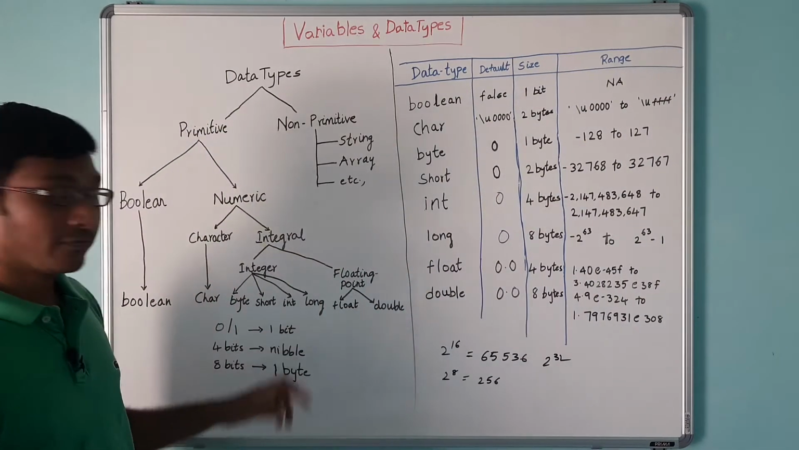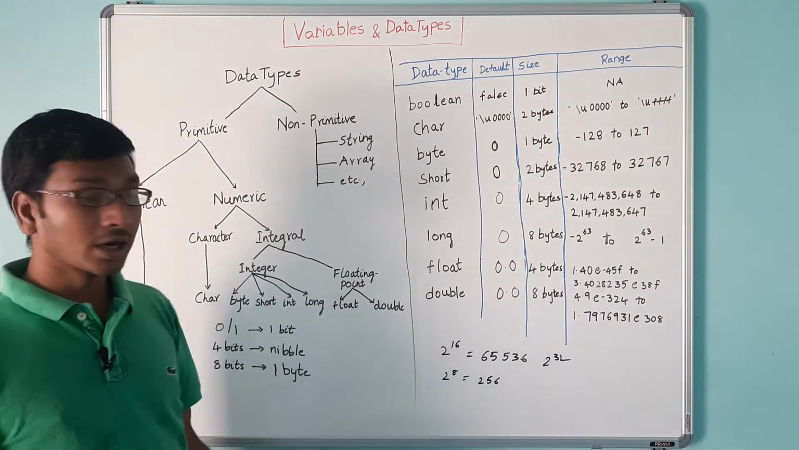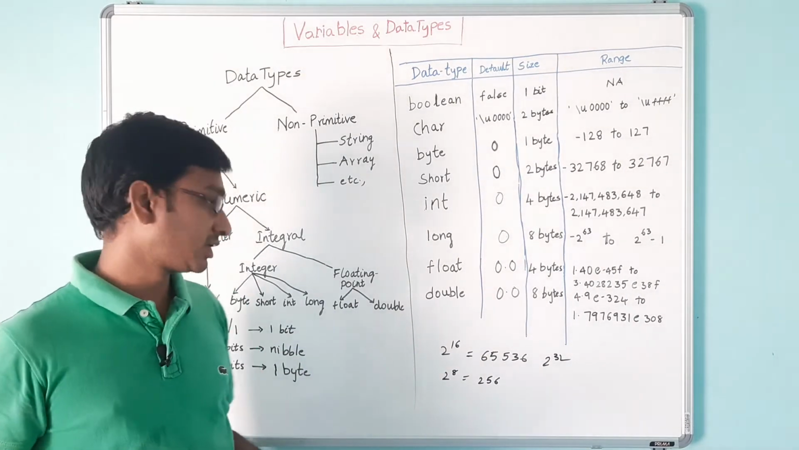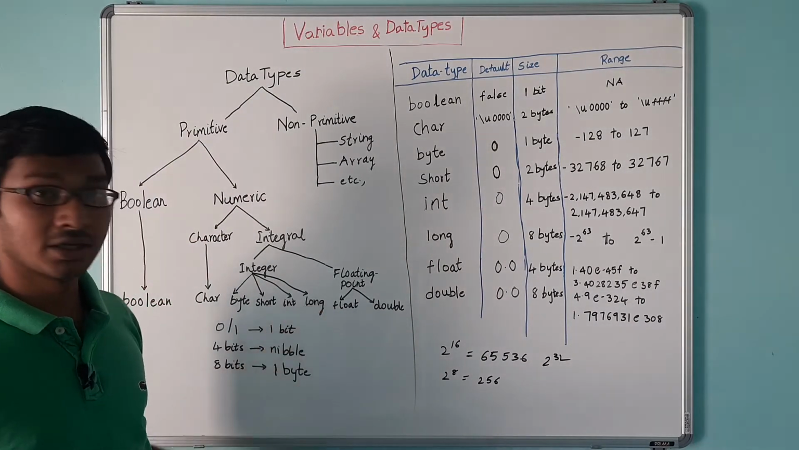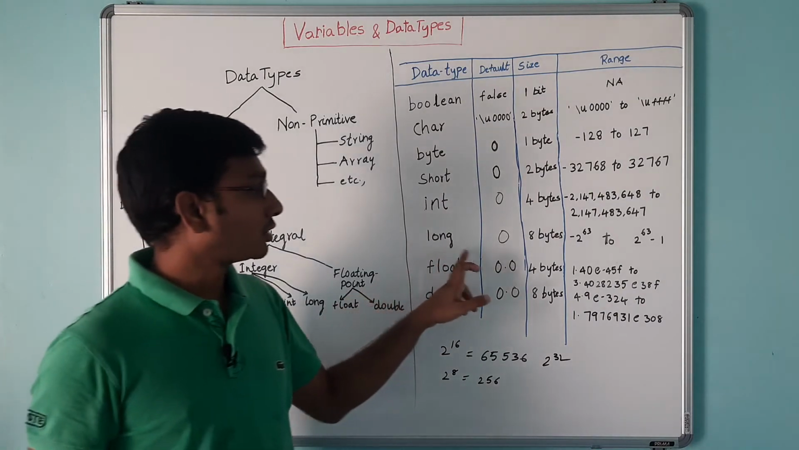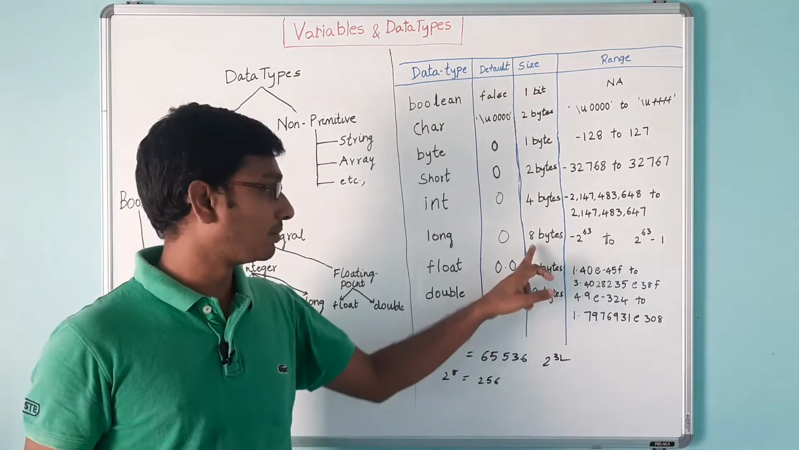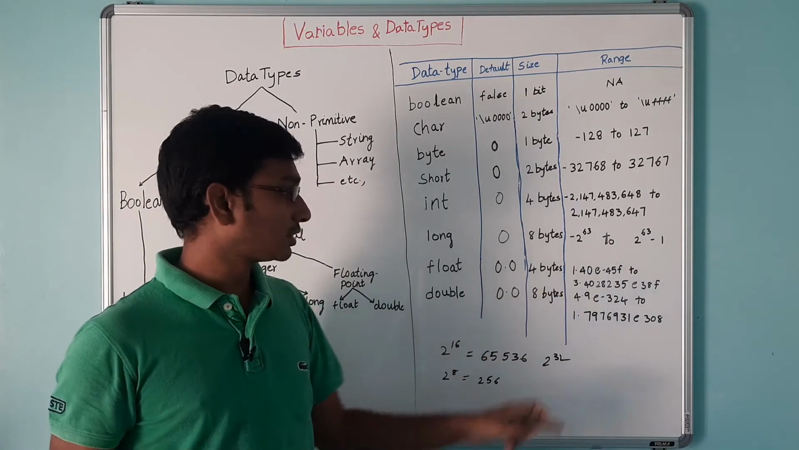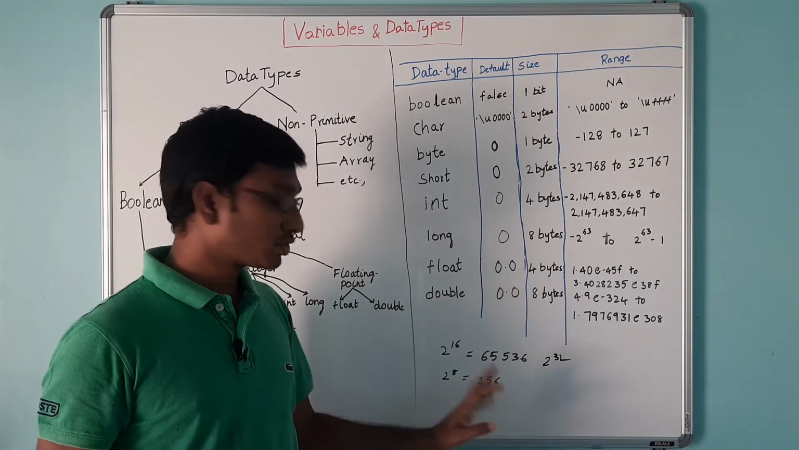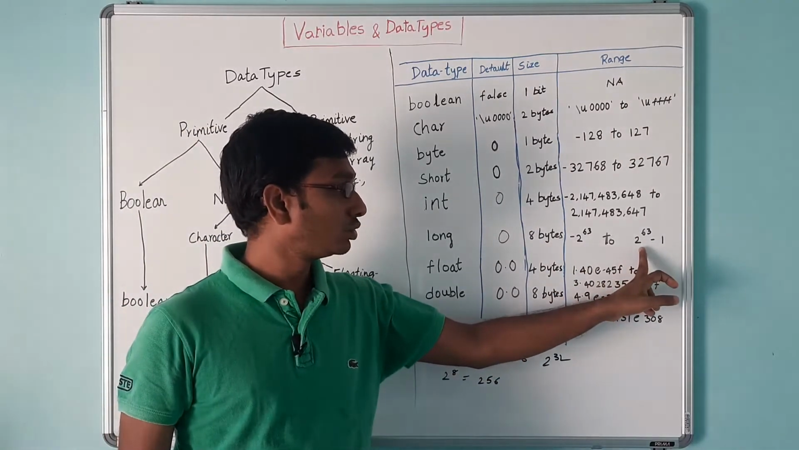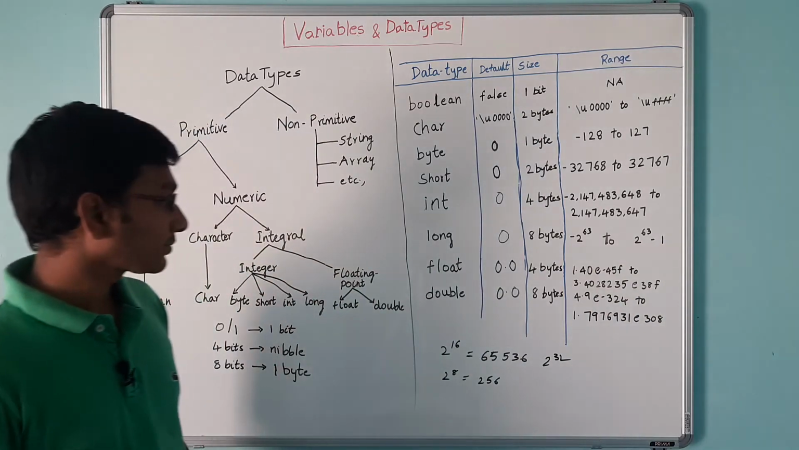Next comes long. If you want to work with very long numbers, like storing the world's population, then you can declare your data type as long. Long takes 8 bytes, 8 into 8 is 64 bits. Using 64 bits, we can represent 2 power 64 numbers, and the range is -2 power 63 to 2 power 63 minus 1.